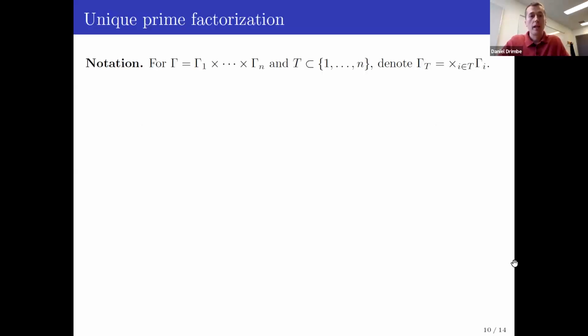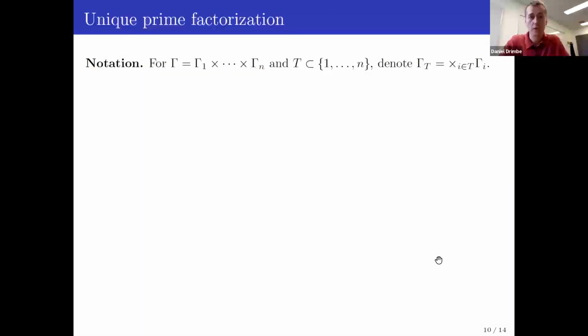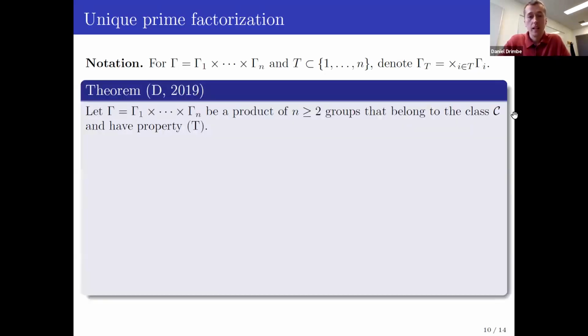Let me continue now by mentioning that for these prime type 1 factors that appear here, we can also have a unique prime factorization result. Before mentioning the result, let me just make a quick notation. So if gamma is a product group and T is a subset of 1 to n, we simply denote by gamma T the product of gamma i's where i is in T. And the result is the following.